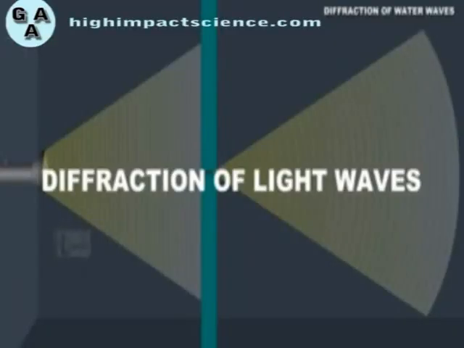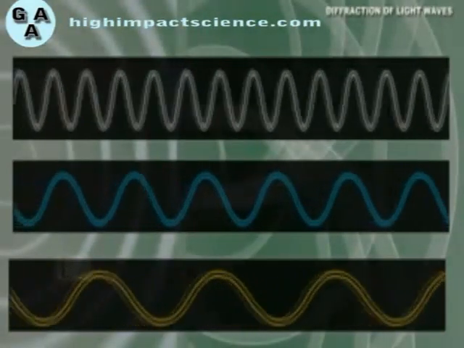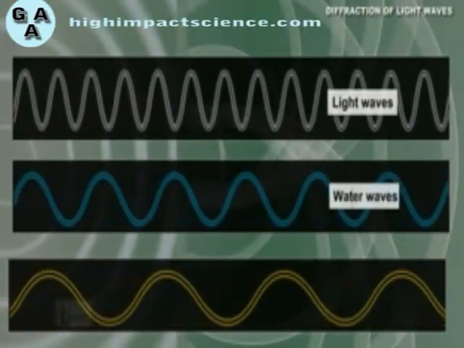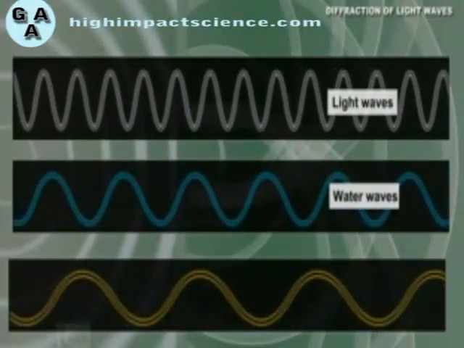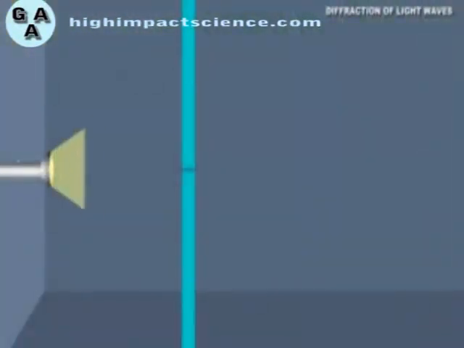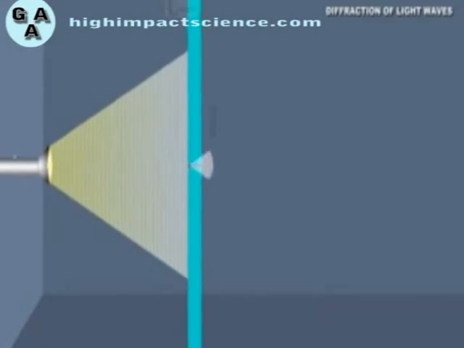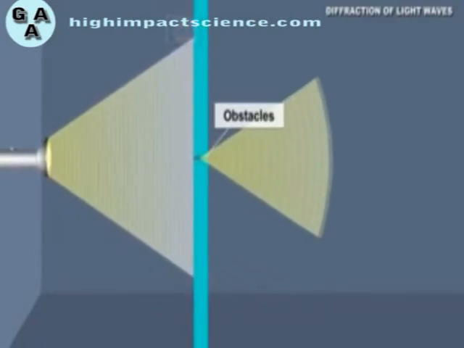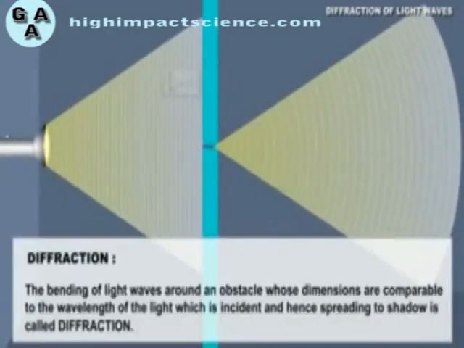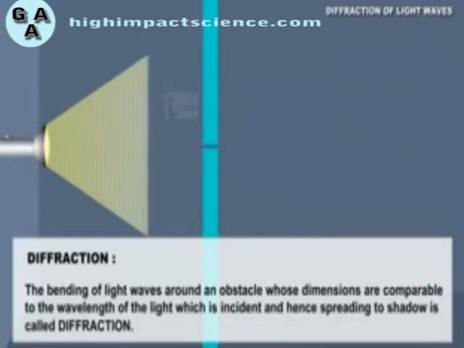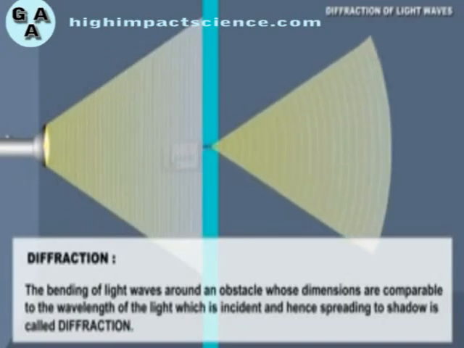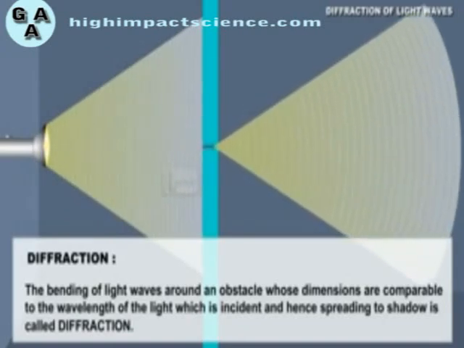How about light waves? The wavelength of light waves are similar to the wavelength of water waves when compared to each other and to the wavelength of the sound waves. Therefore, diffraction of light requires very small apertures. The bending of light waves around obstacles whose dimensions are comparable to the wavelength of the light which is incident, and hence spreading into shadow, is called diffraction.